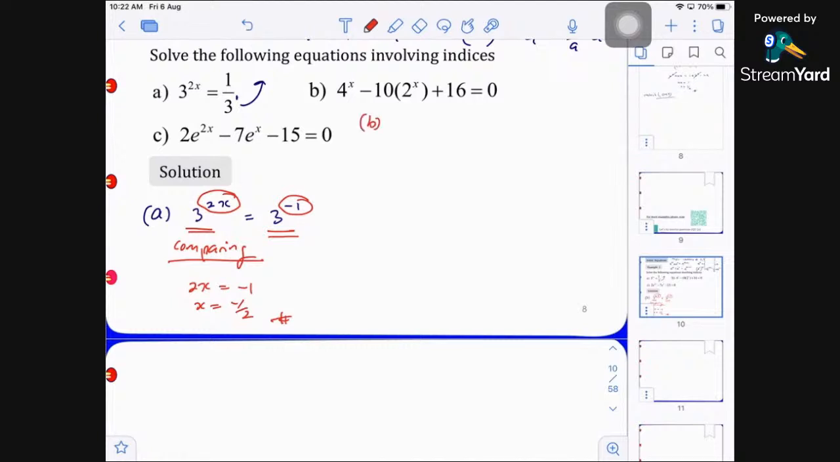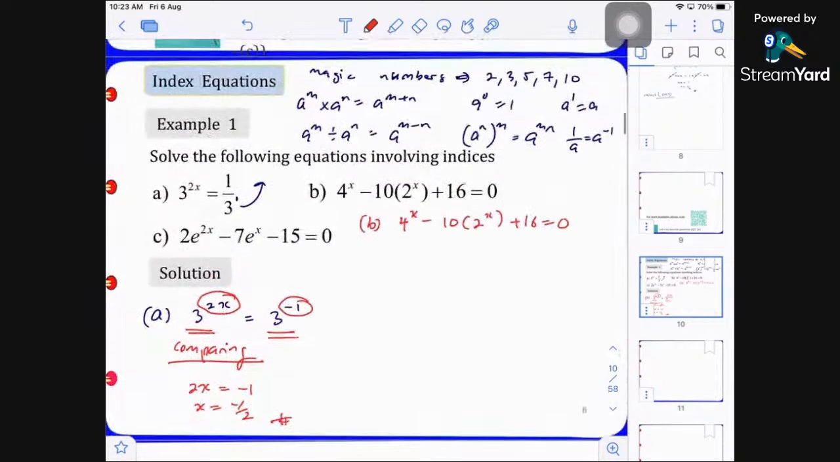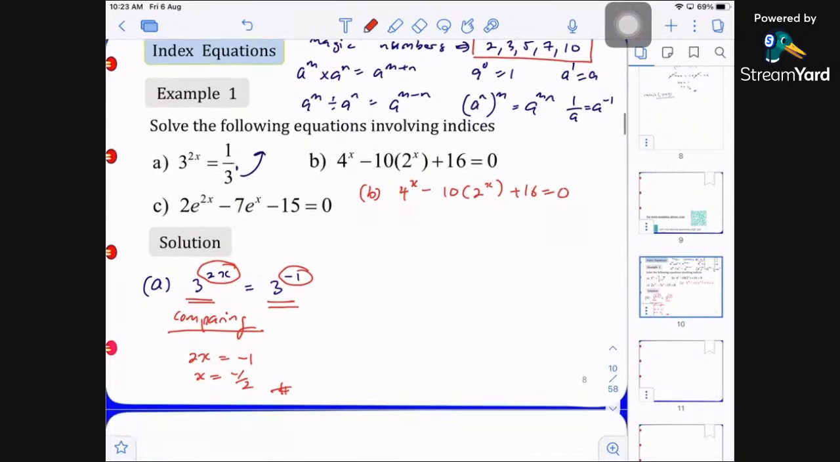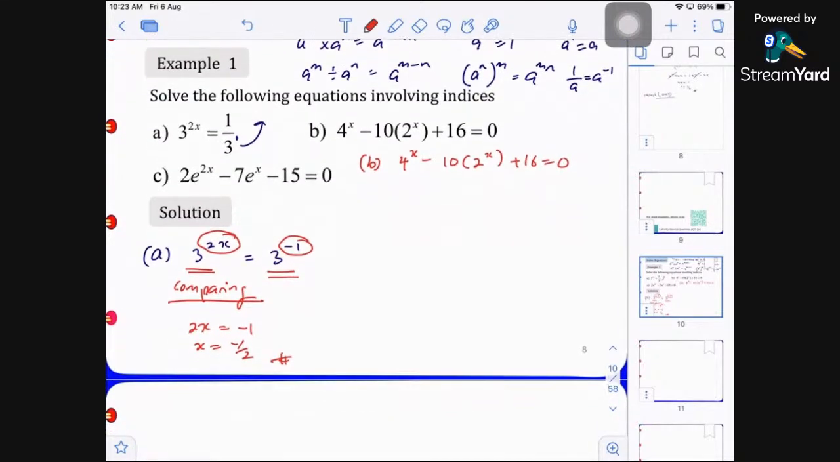For B here, we get 4 power of x minus 10, 2 power of x plus 16 equals 0. Now, if you look at this question, there is one trick over here. I told you, we always try to make the base the same. The bases here are 2, 3, 5, 7, and 10. So what do you think? What base should I apply over here? Can anybody tell me? Yes, correct. 2. The base which I should apply is 2. So I get 2 power of 2x minus 10, 2 power of x plus 16 equals 0.